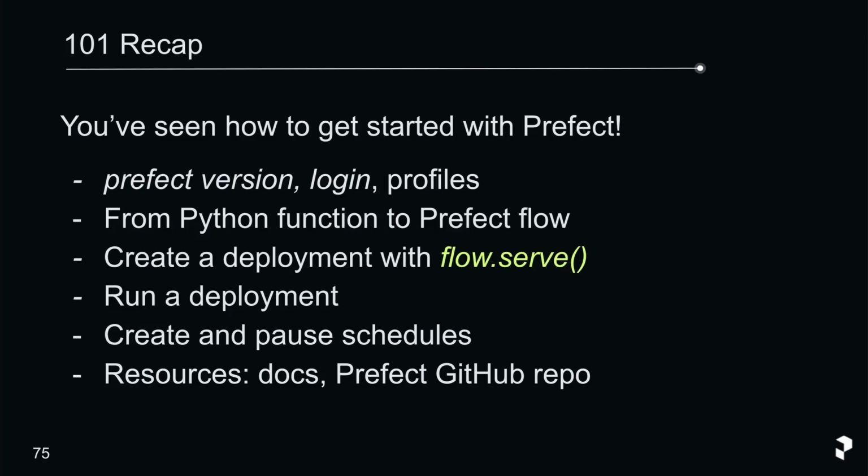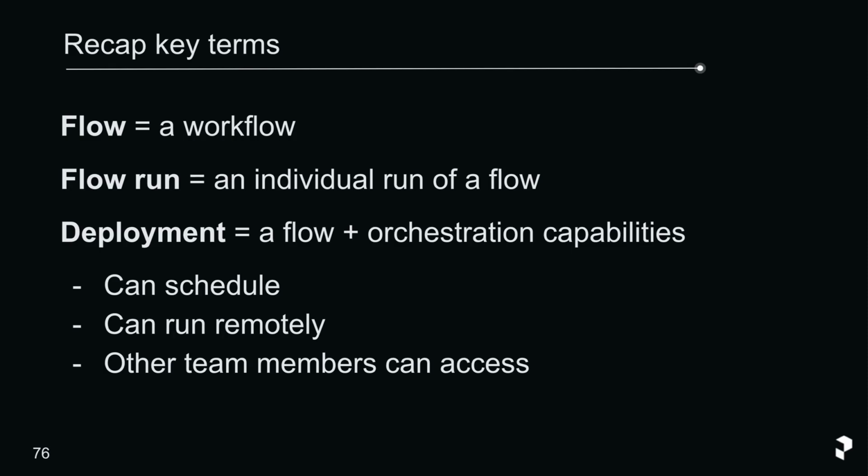Let's do a quick little recap of what we covered so far. So we've covered Prefect versioning and installation, logging in, profiles. We've talked about how to convert Python scripts into Prefect flows, how to create a deployment with flow.serve, how to run that deployment, pause and resume the schedule for that deployment, and then we also covered a few more resources at the very end. To recap a few key terms as well, a flow is a workflow, a flow run is an instance of that workflow executing, and a deployment is a flow plus orchestration capabilities. So deployments allow you to schedule work, they allow you to run work remotely, and allow other team members to run scripts with different parameters as well.